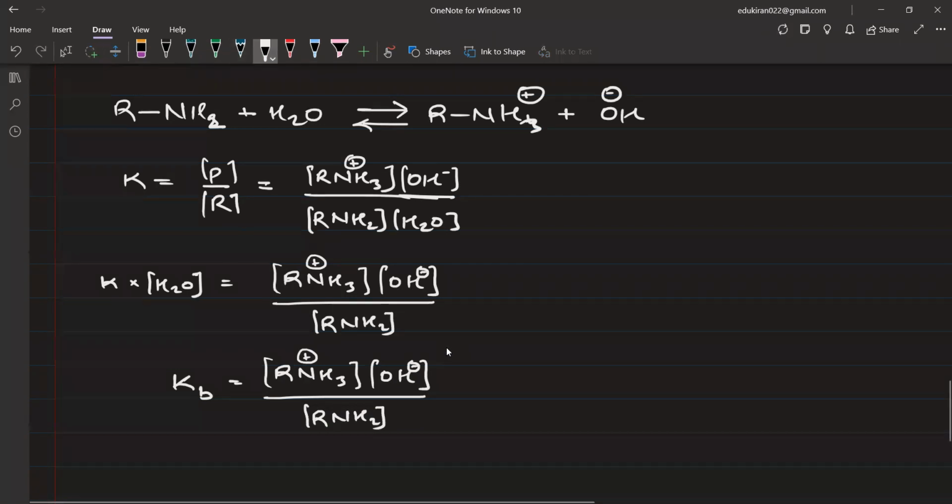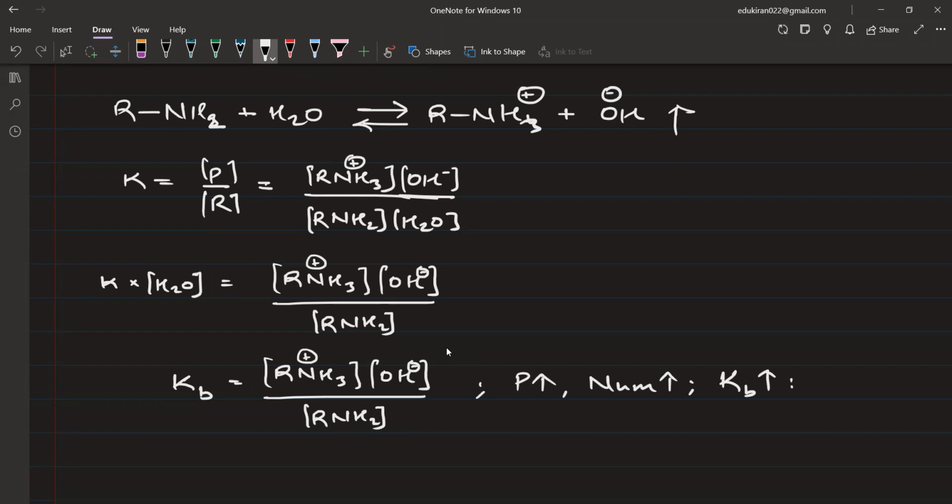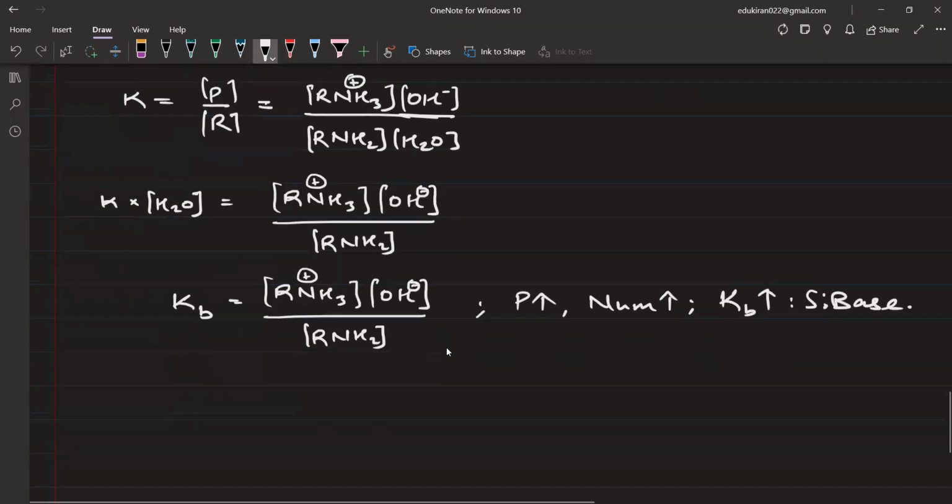So we can say if it is a good base, that means it is going to abstract the hydrogen very easily. And if it is going to abstract the hydrogen easily, the amount of product will increase. So if product is high, the numerator is high, and that is why Kb is also high. And this is the condition for strong base. Strong base.